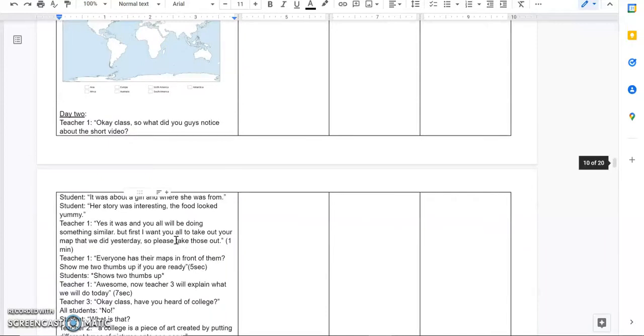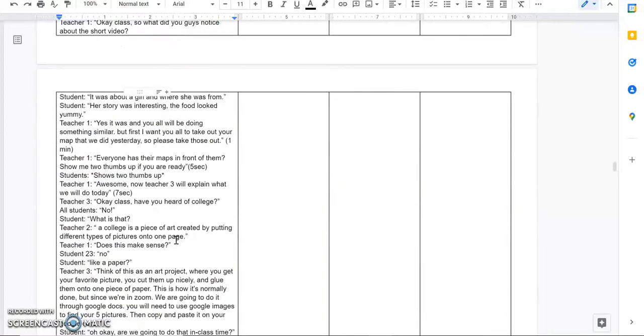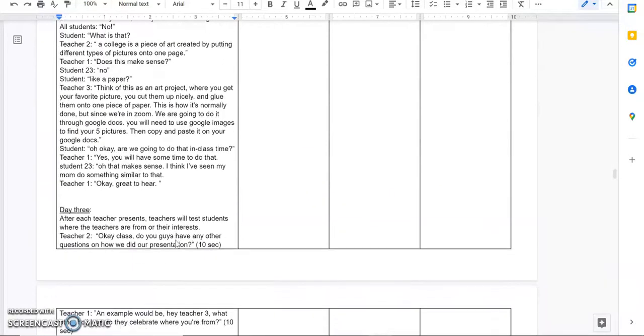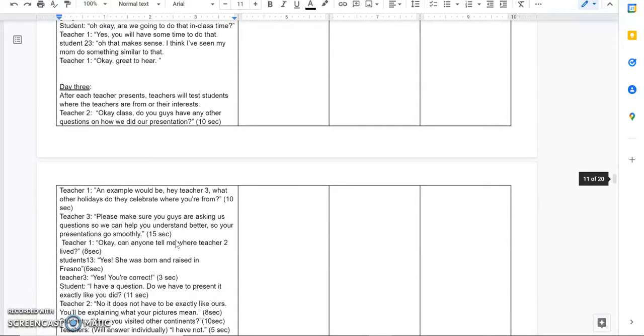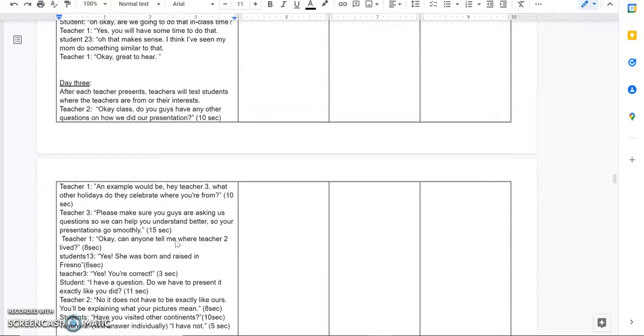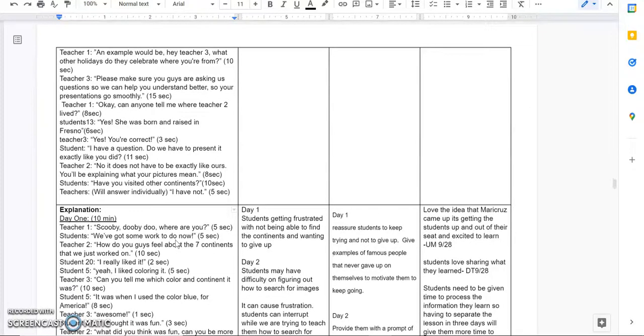And then of course day 3, where they finally present. That would be an awesome activity to do with them, where they just talk about the 5 pictures and then at the end write what they learned.